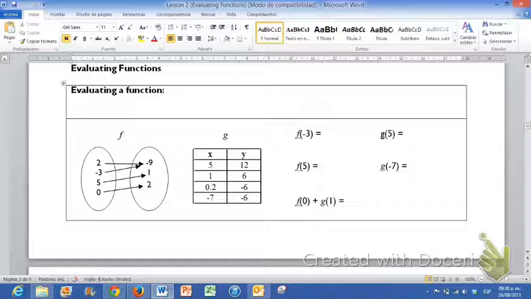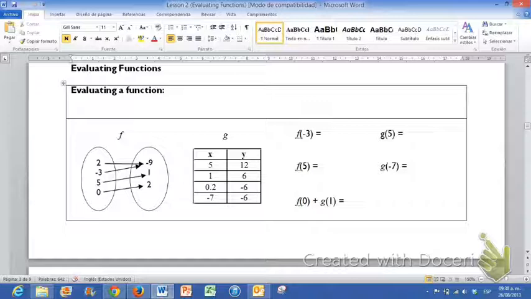So we have a function f that is represented by an arrow map as we studied previously, and we have a function g that is represented by a table, and we are asked to evaluate f of minus 3. You have that on your right. f of 5, g of 5, g of minus 7, and f of 0 plus g of 1. So let's start. What is f of minus 3?